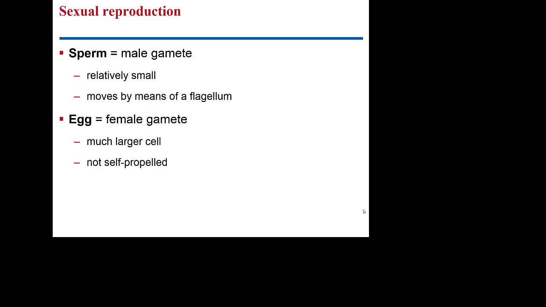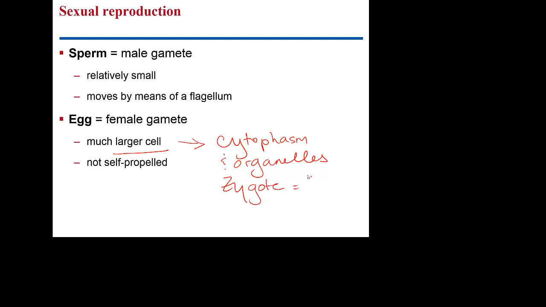For normal sexual reproduction, we look at a sperm produced by the male and an egg produced by the female. Note here that the egg is typically much larger. This is because the egg contains all of the cytoplasm and organelles needed to produce a new zygote. Remember, a zygote is a fertilized egg.